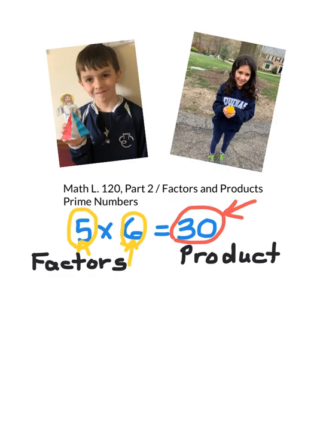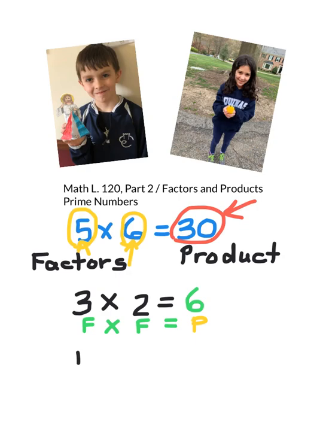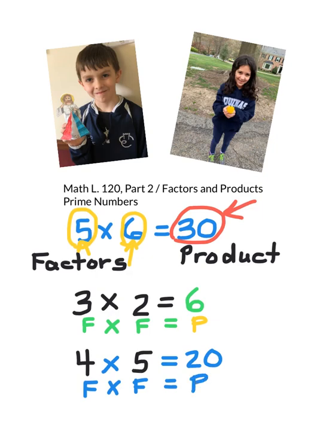Now let's write a problem, and I'm going to ask you a question. See if you can answer it before I tell you the answer. If I have the factors 3 and 2, what will my product be? You are correct if you said 6, because remember, factor times factor equals the product. Let me ask you another one. If I have the factors 4 and 5, what is my product? Well, when I think about factors, I know that I have to multiply. 4 times 5 equals 20. So factor times factor equals the product.